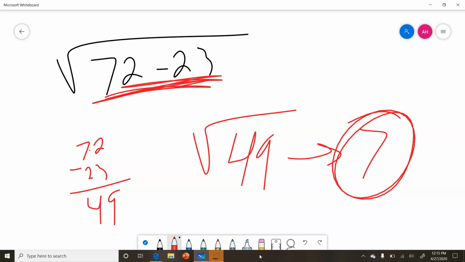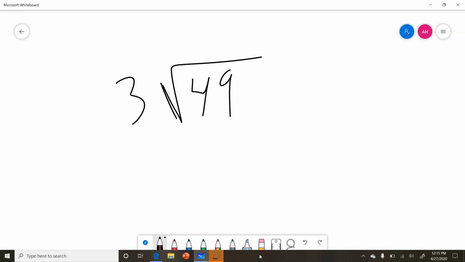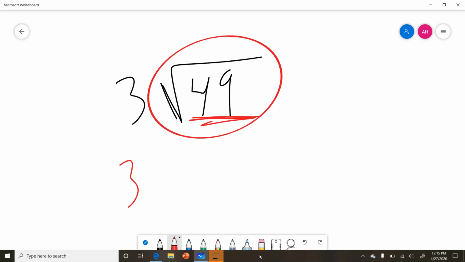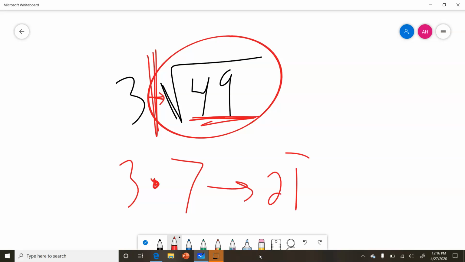There's my final answer. Okay, now let's make it a little more complicated. One more thing, we got to keep all this in track in our heads. We can have something that looks like this right here. 3 times the square root of 49. Okay, again, what do I do first? Always what's inside. So what's the square root of 49? That is 7. Now this sign right here, this 3 leaning against this, means multiplication. And that answer then would be 21.